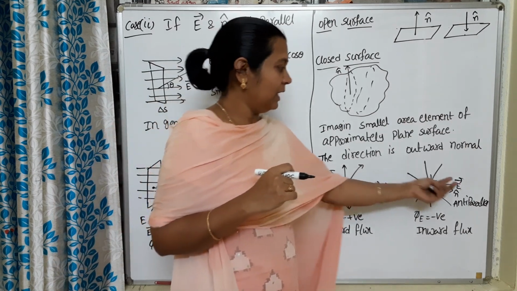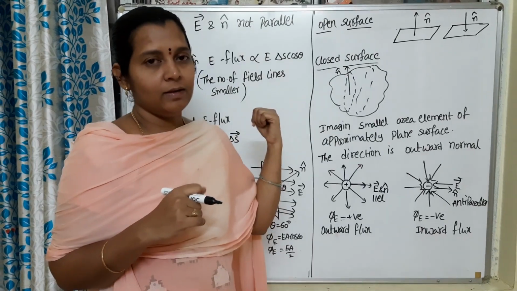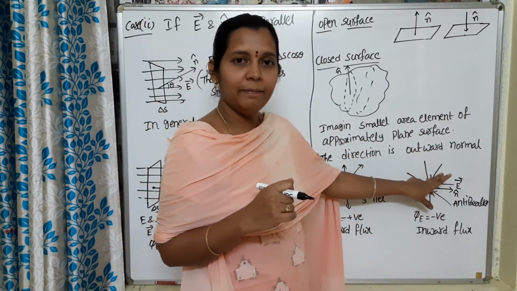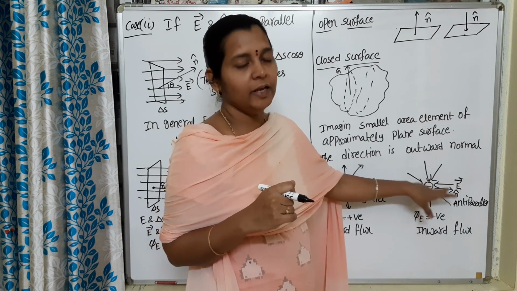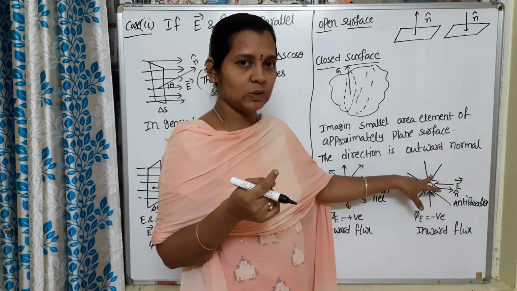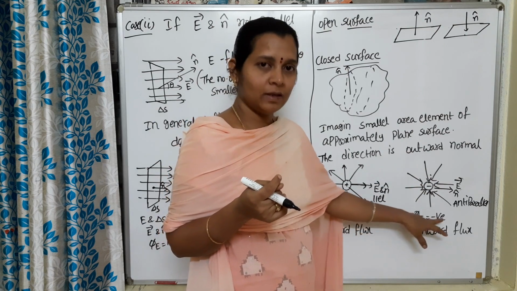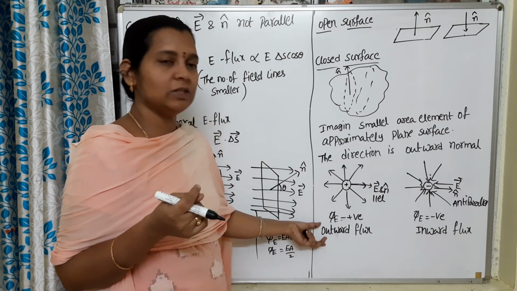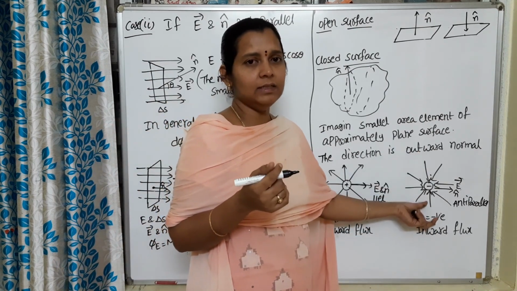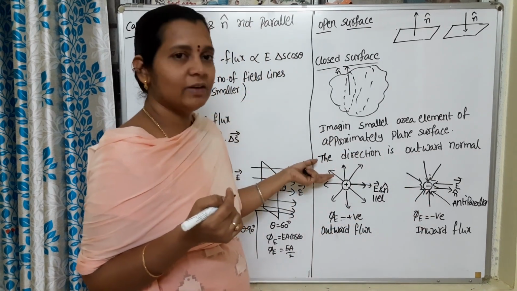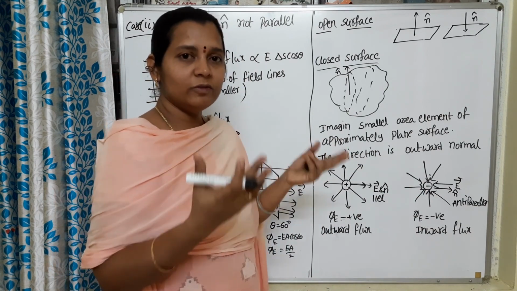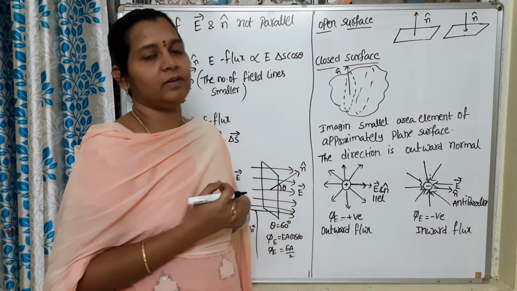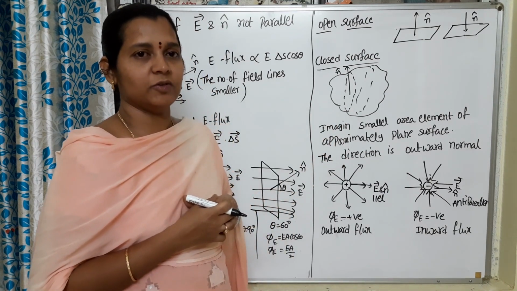Whereas here, the electric field is pointing inward and n cap is always outward. So they are anti-parallel, that is, they make an angle of 180 degrees. In that case cos 180 is -1, so the flux will become negative. So always outward flux is positive and inward flux is negative. These are the conventions. The flux which is flowing out of the surface we consider as positive. The flux which is entering the surface we consider as negative.